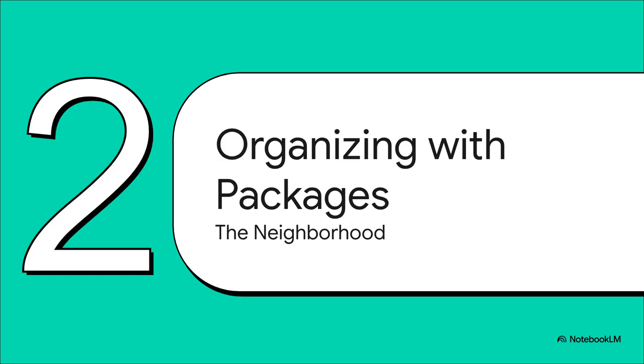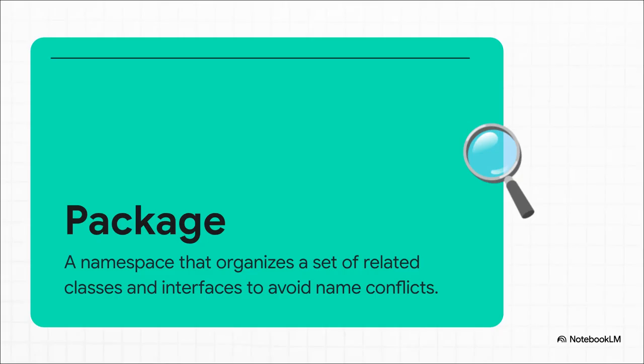All right, so first things first. Before you can even think about building that mansion, you need to pick a spot, right? A plot of land in a good neighborhood. Well, in Java, those neighborhoods, we call them packages. So what is a package, really? Well, it's basically a folder. It's a namespace that groups together all your related code.